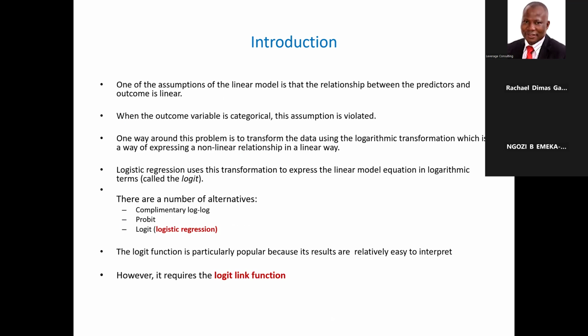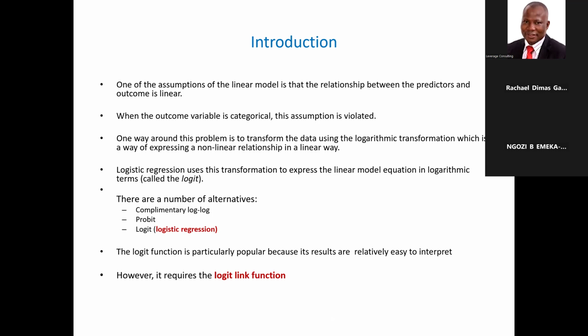One of the assumptions of the linear model is that the relationship between predictor and outcome is linear, like that of linear regression. We will explain linear regression later. The meaning of linear is that if there's an increase in the exposure value, there will be a corresponding increase in the outcome variable. It may be an increase or decrease, depending on the type of relationship among them. That is linear. When the outcome variable is categorical, this assumption is violated. You cannot assume that it's linear.